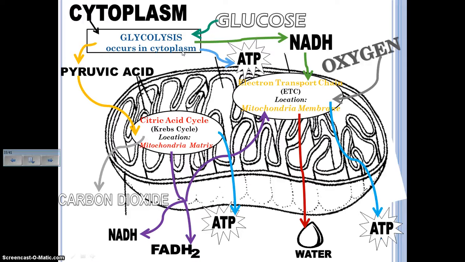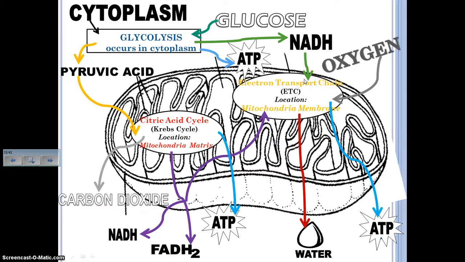This takes place in the cytoplasm. So glucose enters the cytoplasm where glycolysis is activated, and that glucose is broken down into pyruvic acid. And pyruvic acid is going to be the material used to activate the citric acid cycle or the Krebs cycle, whichever one you want to call it. Glycolysis also produces NADH, and that energy-carrying molecule is going to be used to activate the electron transport chain.